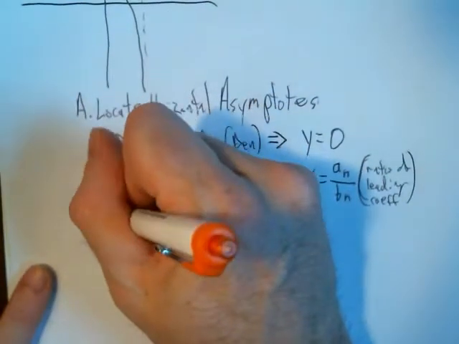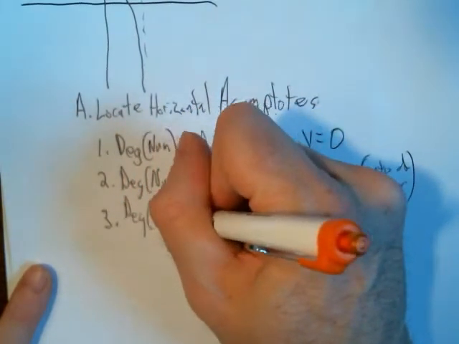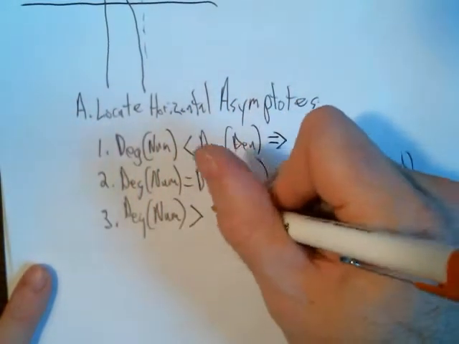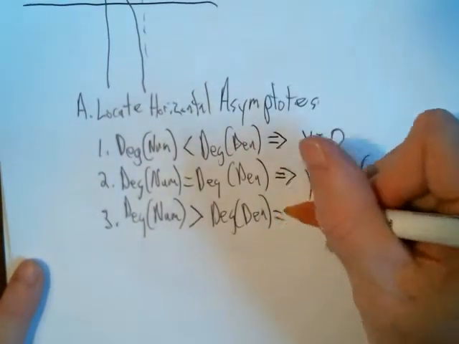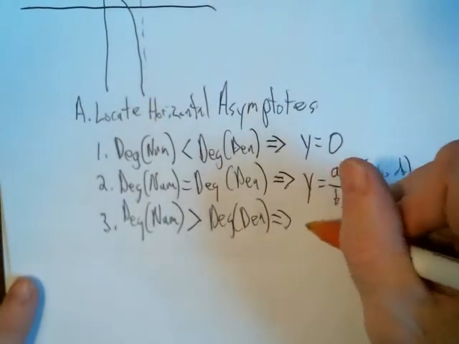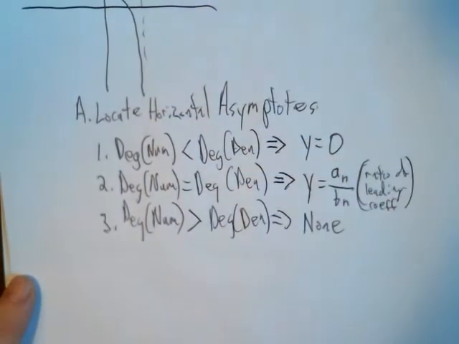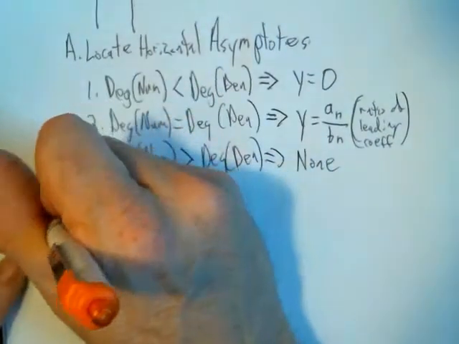The third case: the degree of the numerator is greater than the degree of the denominator. In that case, you won't have your traditional asymptote. There may be a slant asymptote though. So we'll just say for now none, and then maybe later worry about slant asymptotes. Okay, let's take a peek at this process.